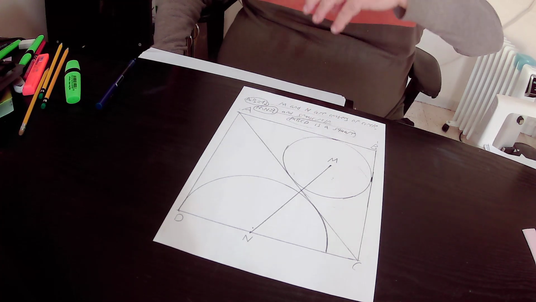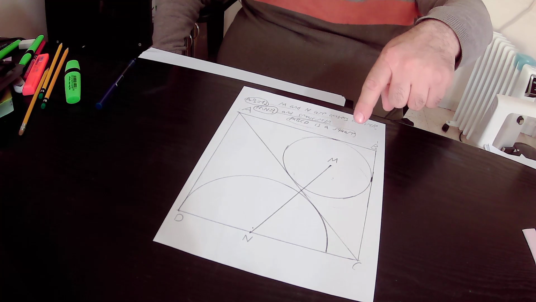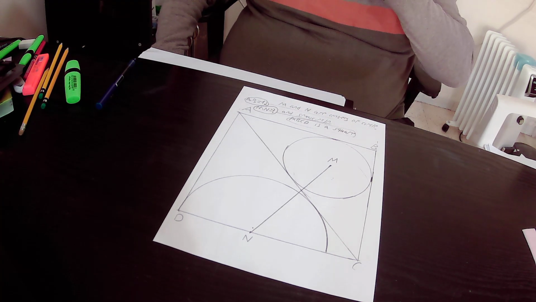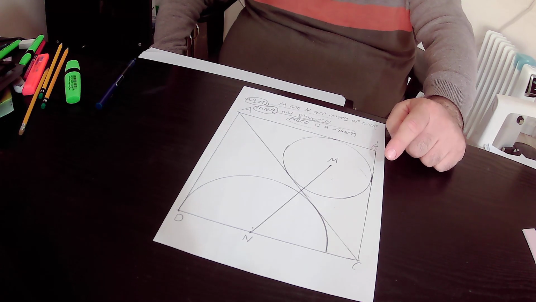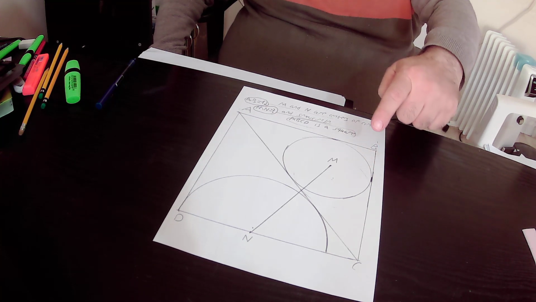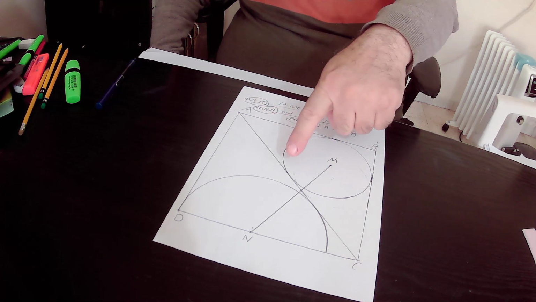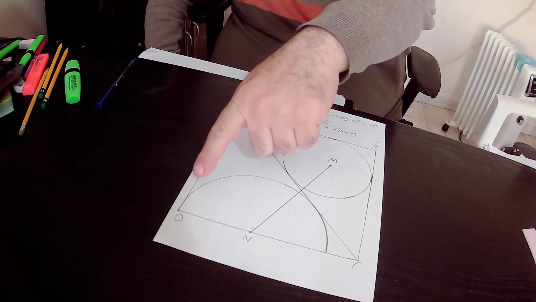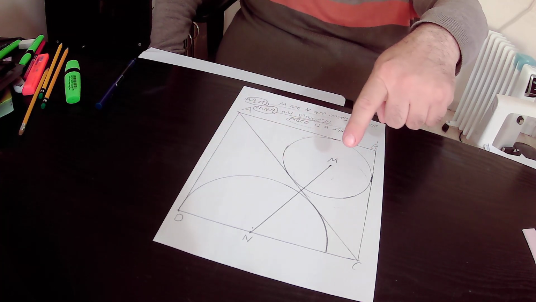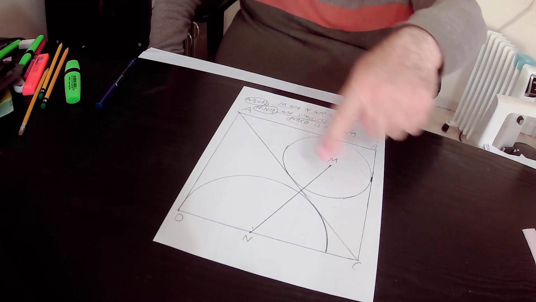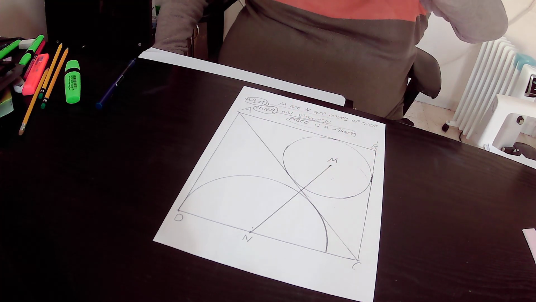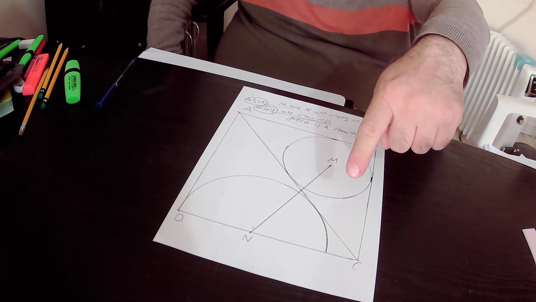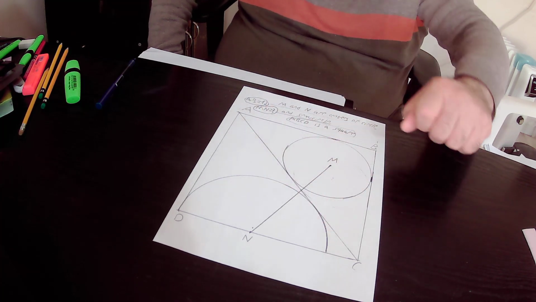Inside this square we have a circle and a semicircle, and the circle is tangent to the square at 2 points, and it is also tangent to diagonal AC at this point. The semicircle is tangent to the square at this point, and it is also tangent to diagonal AC at this point, and it touches side DC at this point.